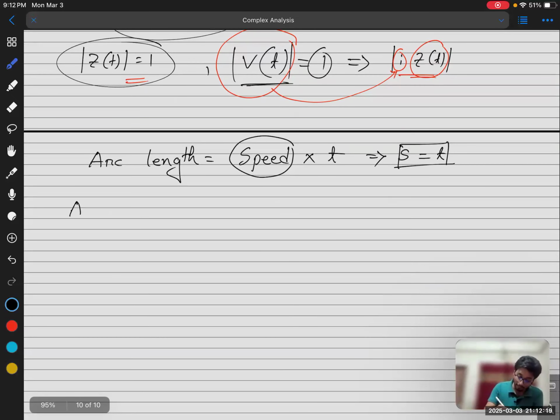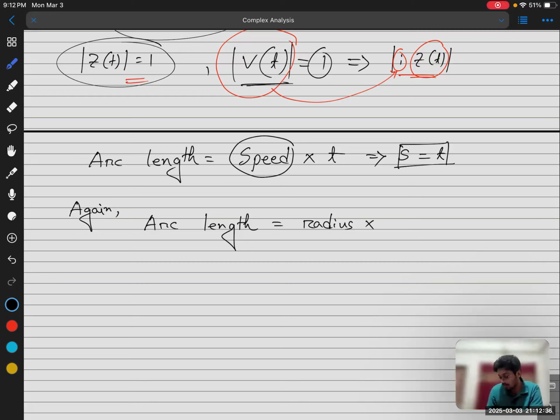Again, there is another formula for arc length. So our arc length will be the radius of the circle times the angular distance.